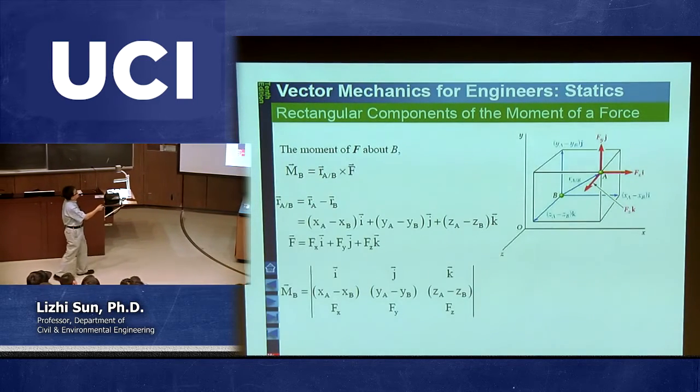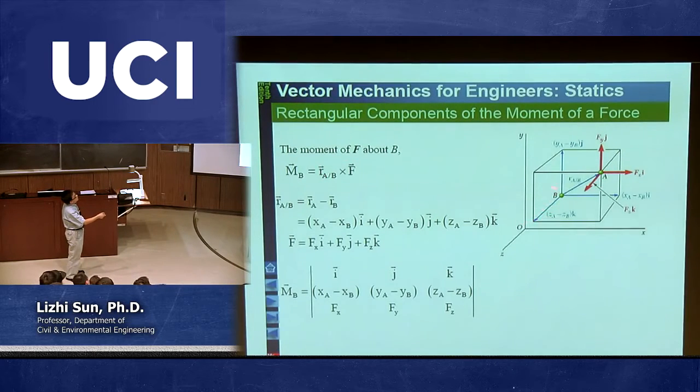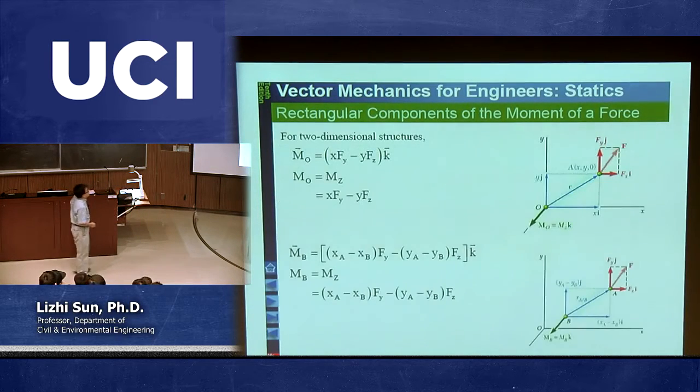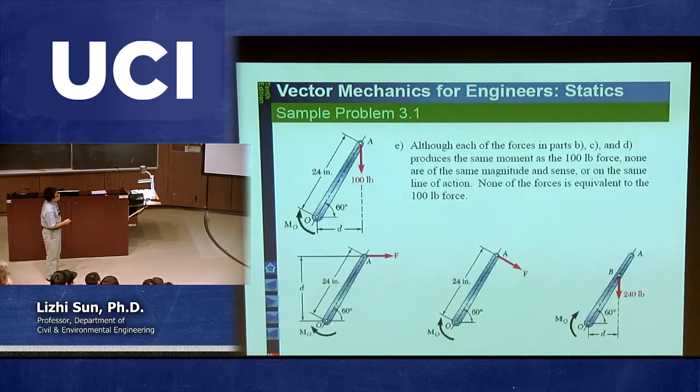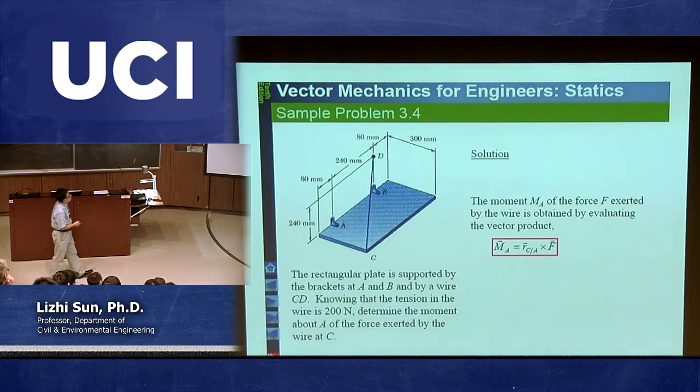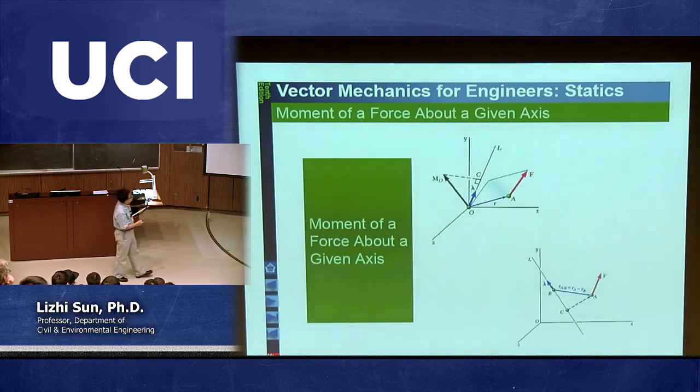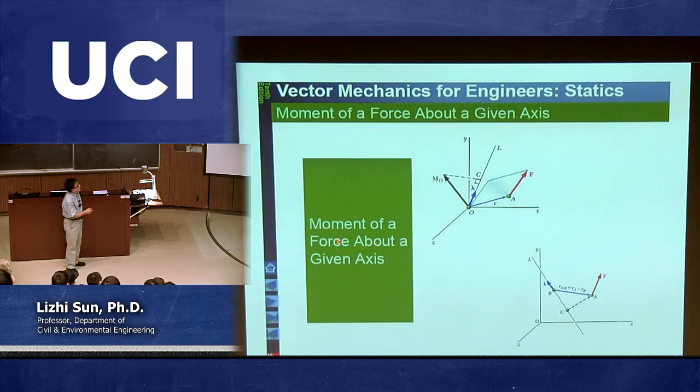Okay. There's an even more general case. Instead of calculating the moment of a force about the origin point, you can calculate the moment of this force about another point, B. Okay, so that is the first type of moment. We call it the moment of a force about a given point. The second type of moment is called the moment of a force about a given axis.